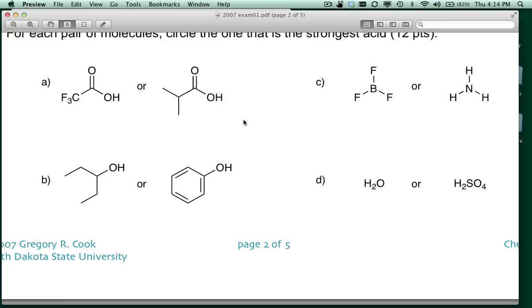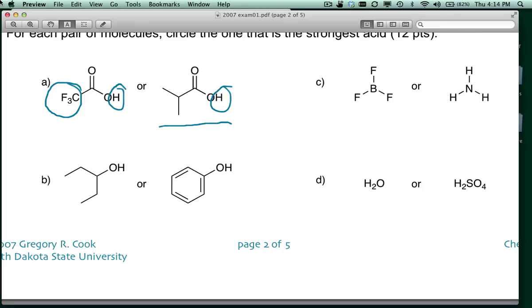So if we look at this example, the first one, we have a carboxylic acid with just carbons and hydrogens, and this is an acidic hydrogen. This is also a carboxylic acid, acidic hydrogen. Okay. Which one will more easily give up that proton? Well, the one that will more easily stabilize. So what we have here are 3 fluorines on the carbon, which are more electronegative than carbon. Okay?